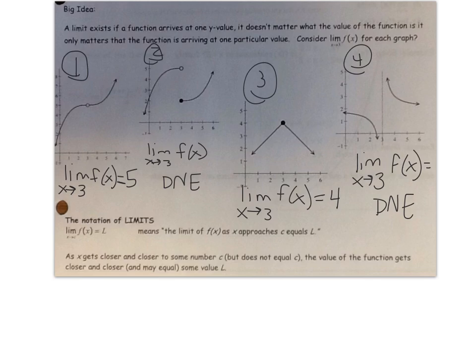As x gets closer and closer to some number c, but does not actually equal c, the value of the function gets closer and closer and may equal some value L. It may or may not actually get to the limit. Like on example 3, it does reach that limit. On example 1, it does not.